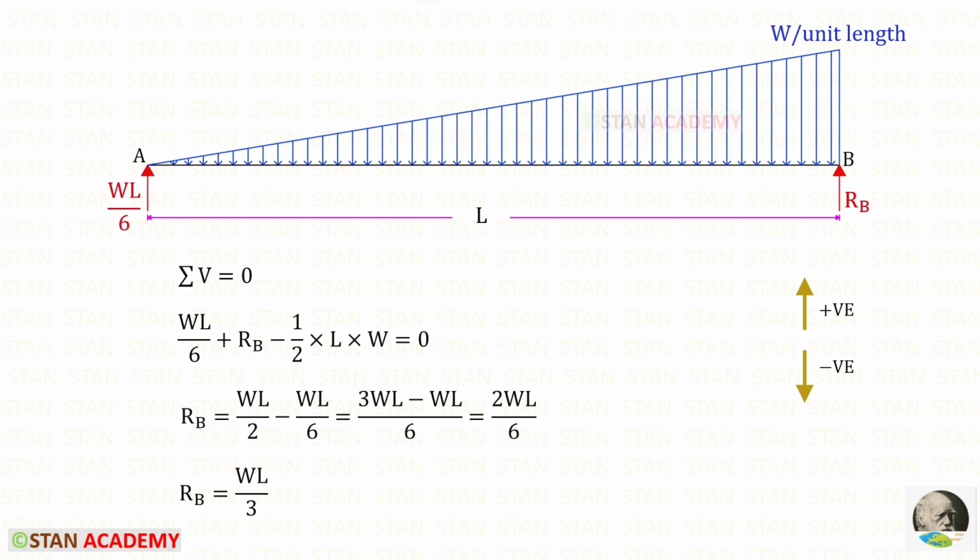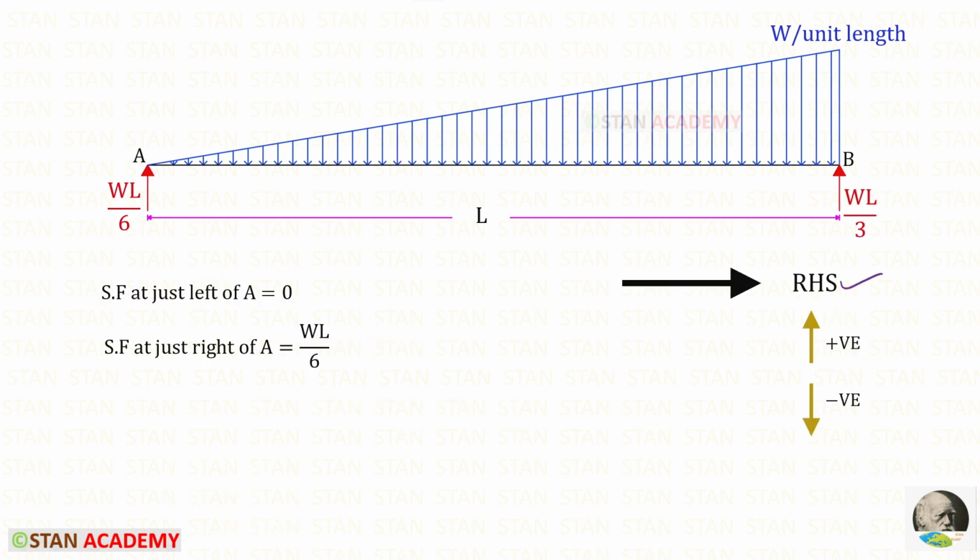Alternatively, we can find RB using this rule. RA and RB are acting upwards, so both of them are positive. The UVL is acting downwards, so it will be negative. For the UVL, the total load is the area. We know that this is the area. After simplifying for RB, we will get WL upon 3.